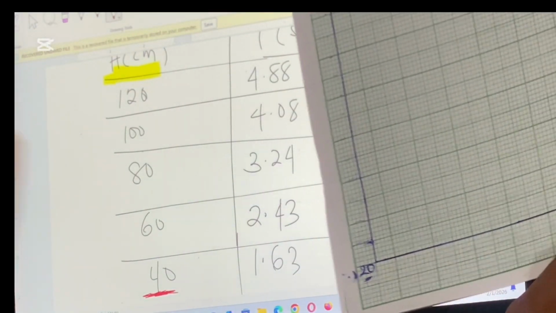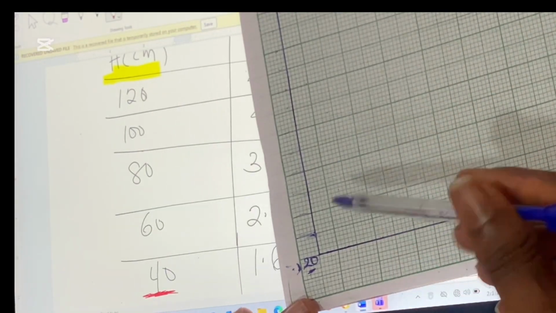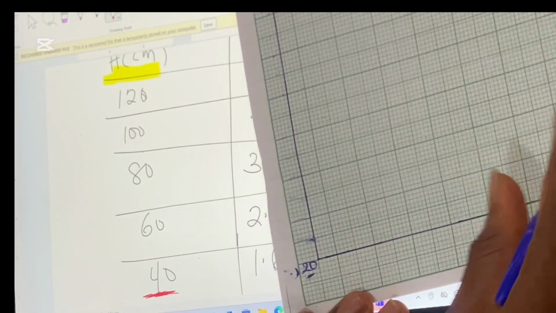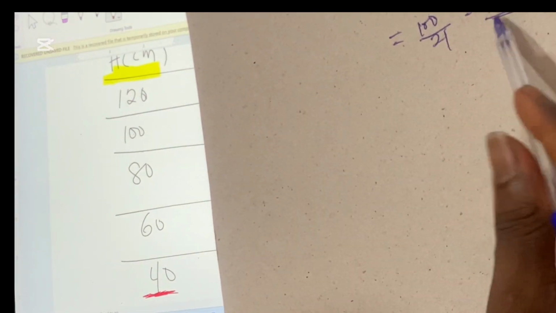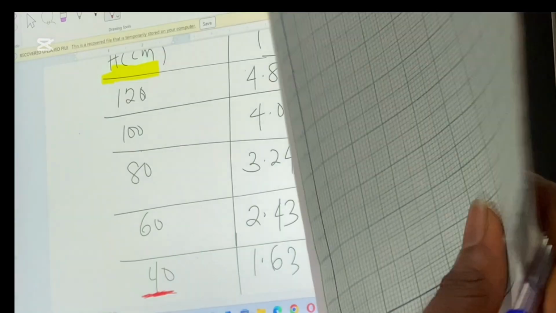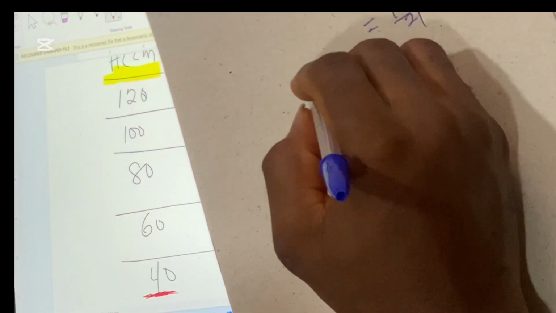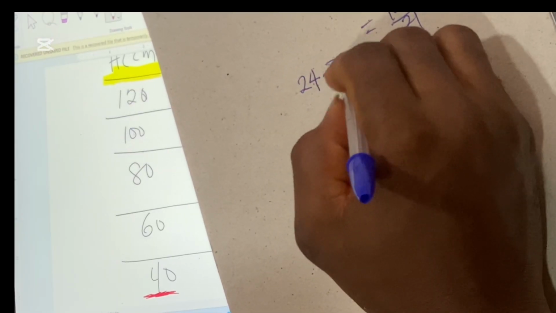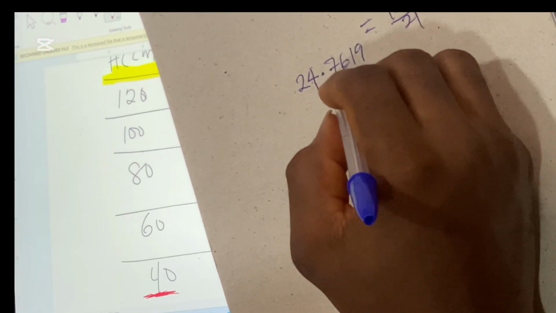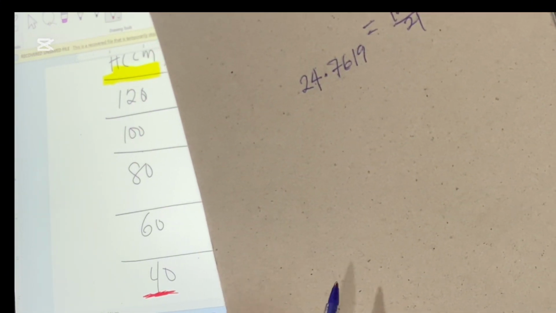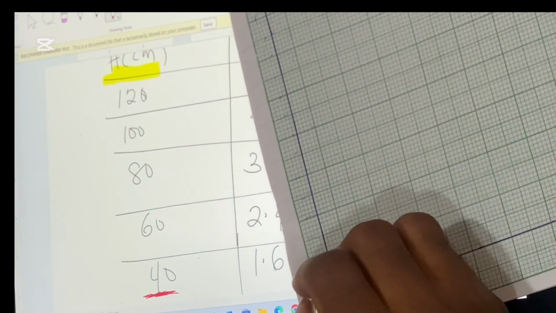Now let's get the next point here. To get the next point, it will be 20 plus this value here. So 20 plus this will give us 24.7619. So I will take an approximated value here, so it will be 24.8.